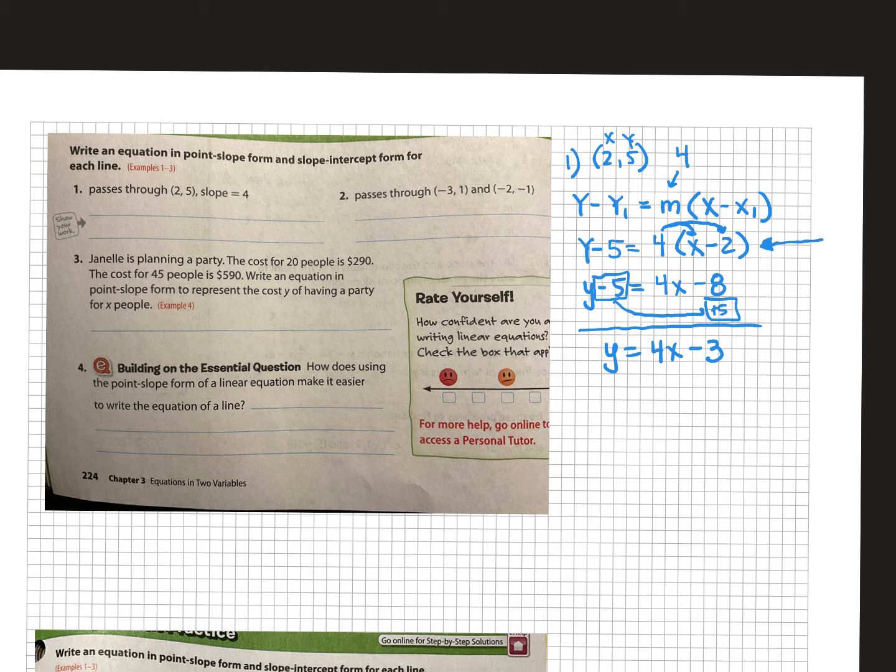So we did it in two different forms. Right here is in point slope. And right here is in slope intercept. They're both describing the same line. They're just in different forms. I personally prefer the slope intercept, the y equals mx plus b. But we can see why the other one's helpful. All right, let's do number 2.